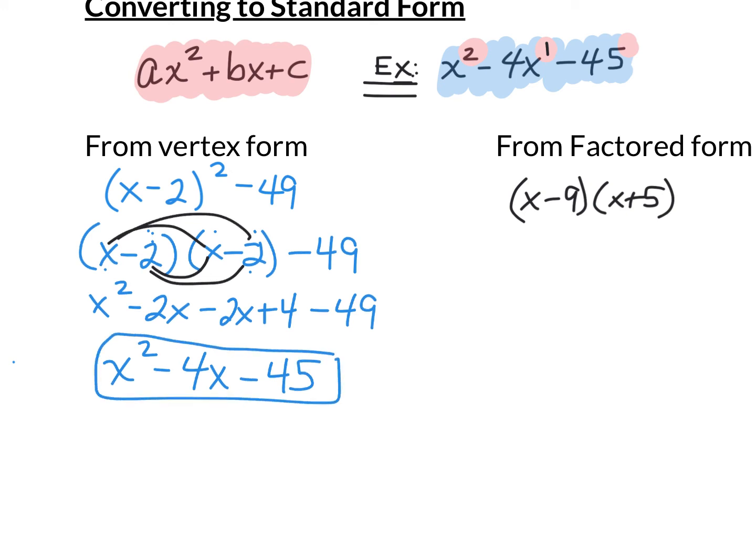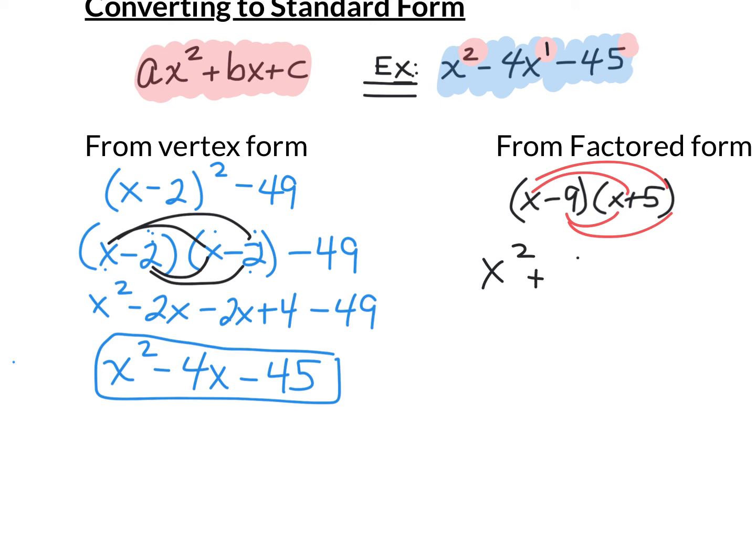I'm going to do the same thing in factored form. Again, I need to distribute. I need to get rid of my parentheses so that I can write this in the form that I like. So I'm going to distribute all the terms in one parenthesis and multiply them times all the terms in the second. X times x is x squared.